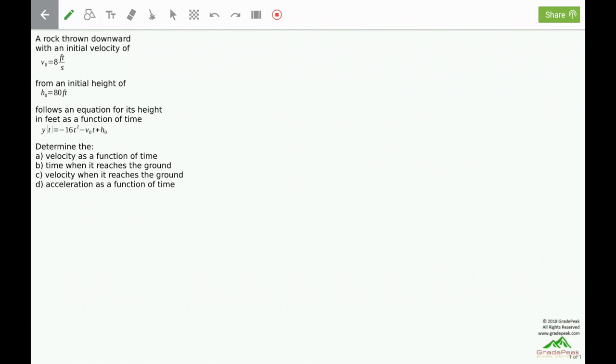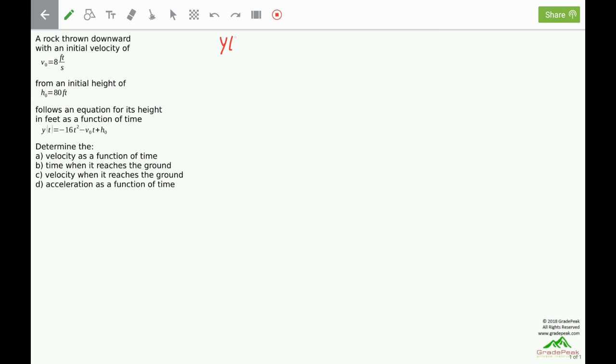A rock thrown downward with an initial velocity of v naught equals 8 feet per second from an initial height of h naught equals 80 feet follows an equation for its height in feet as a function of time, y of t equals negative 16t squared minus v naught t plus h naught. Determine the parts A through D.